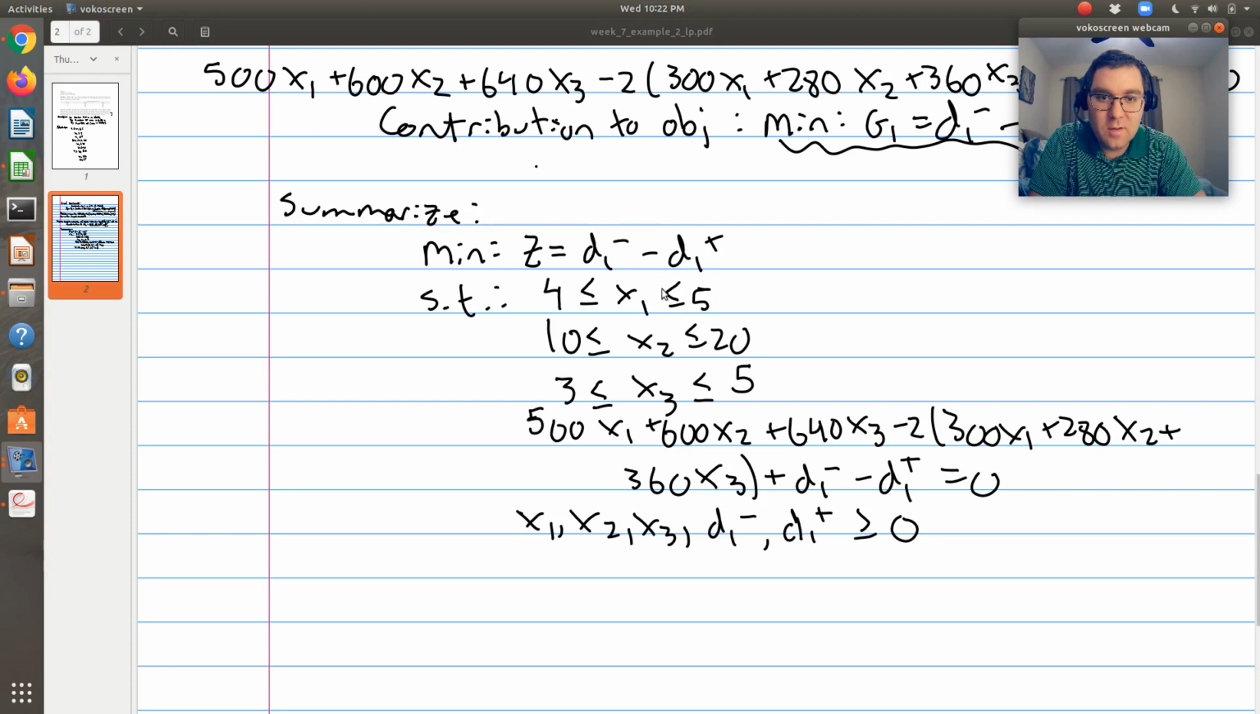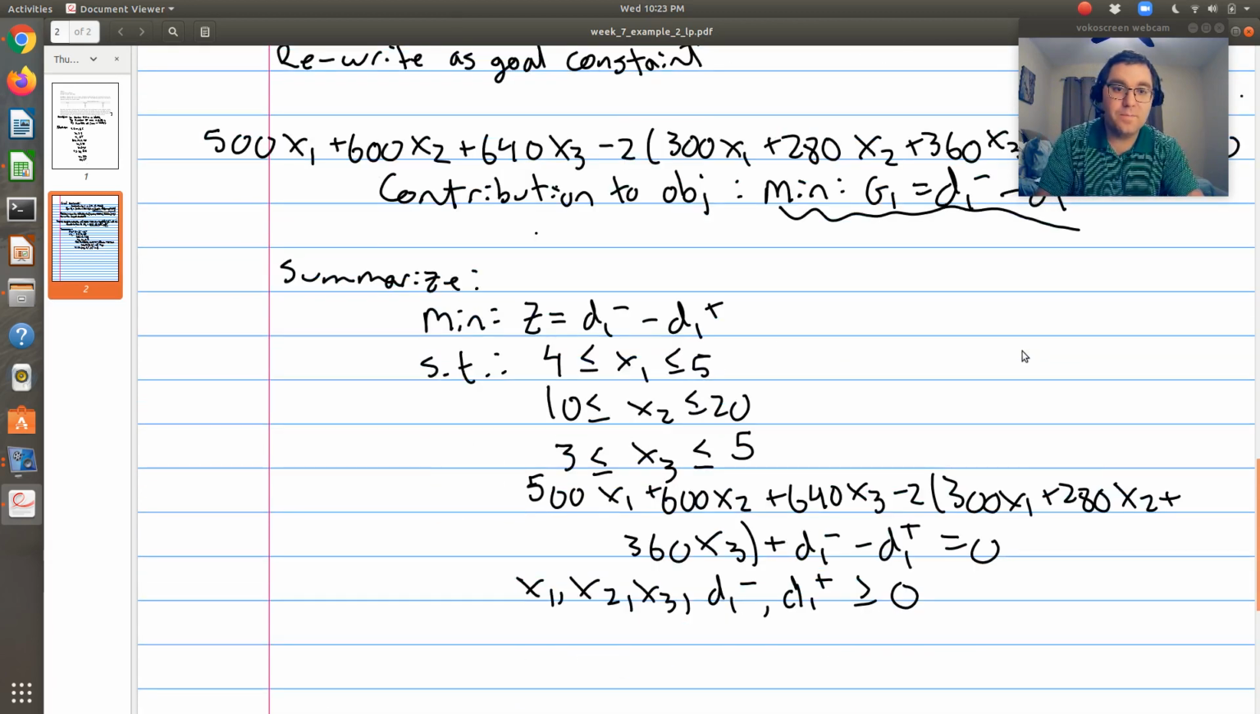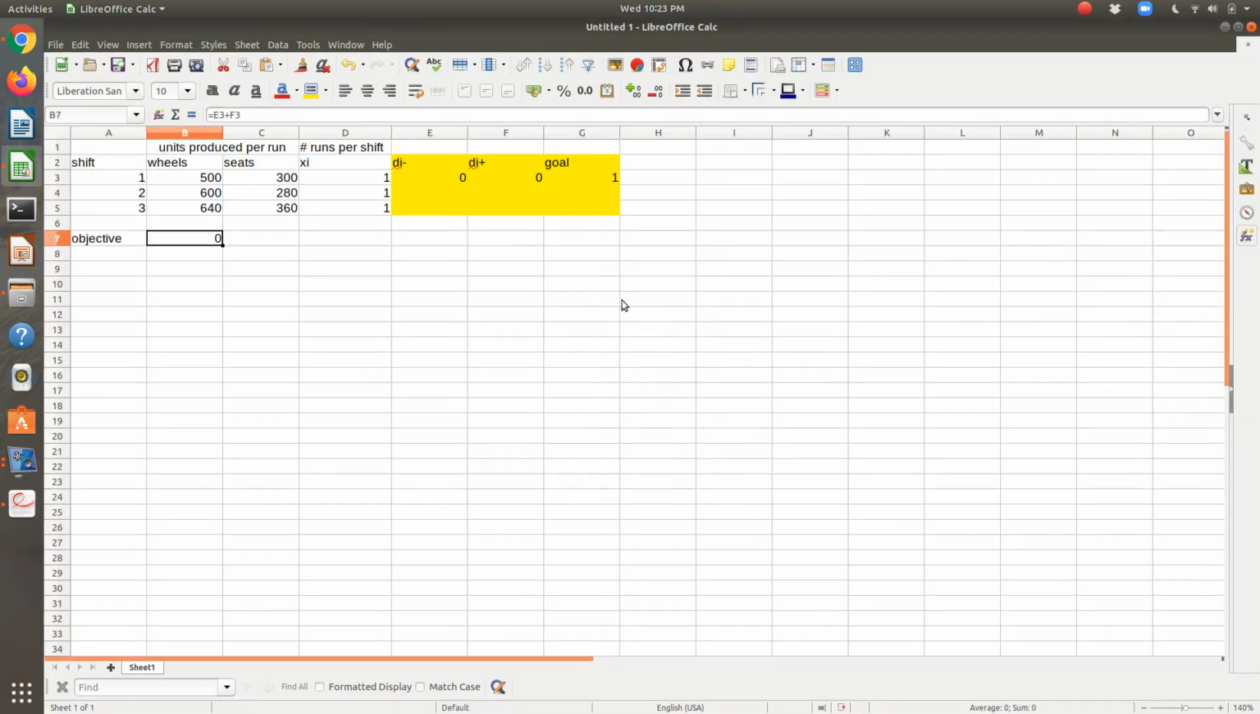So I need to go back and change my solution that's posted. This needs to change to a positive sign. I'll go back and fix that now. So my objective is d1 negative plus d1 positive. And then I need to list out my constraints.